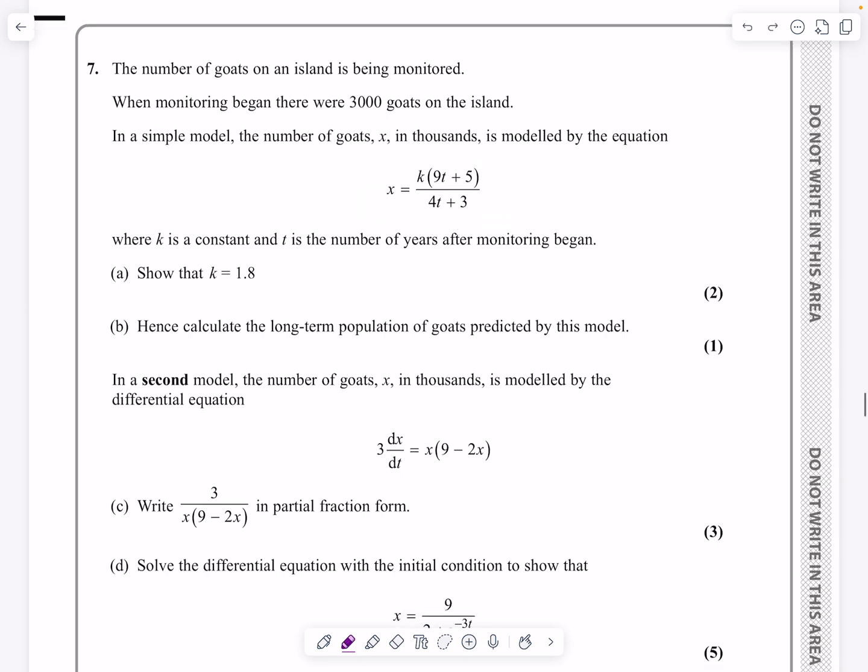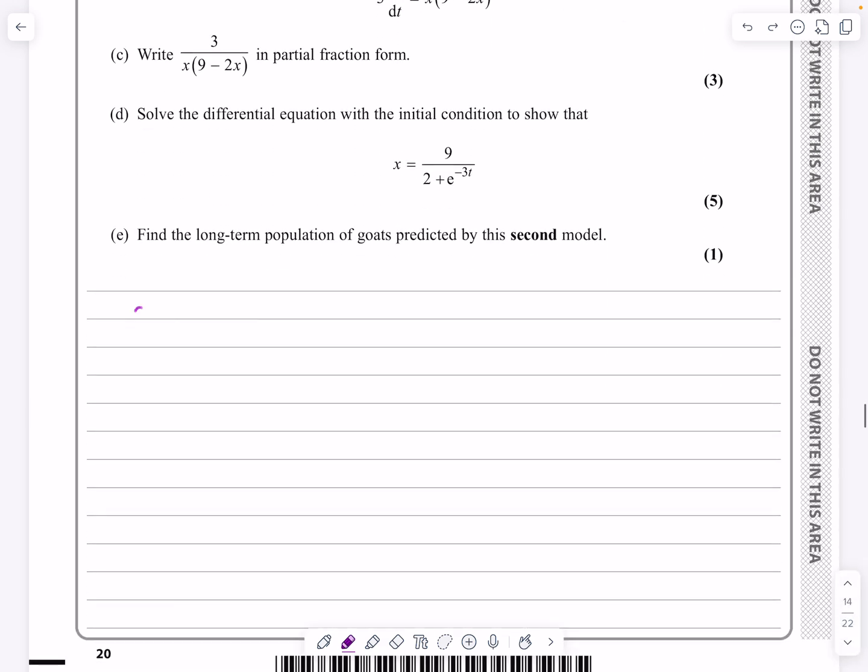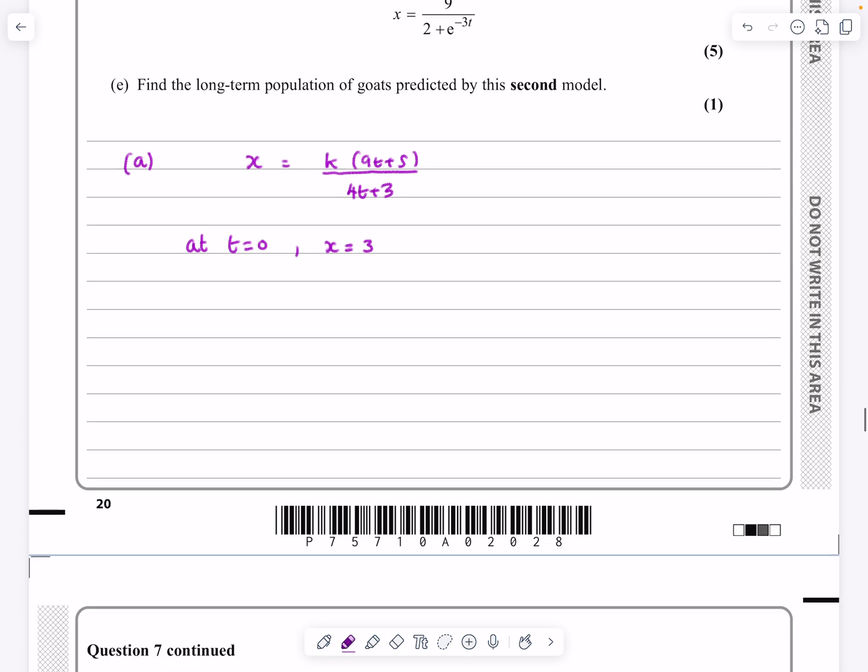Well, we'll jump straight in because there's a lot of work to do with this one. So part A, it tells me this is the model: x equals k lots of 9t plus 5 all over 4t plus 3. But then it says at t equals 0, and it doesn't say x is 3,000, it says x is 3 because it's measured in thousands. So don't let that catch you out. They try and do that a couple of times in this question.